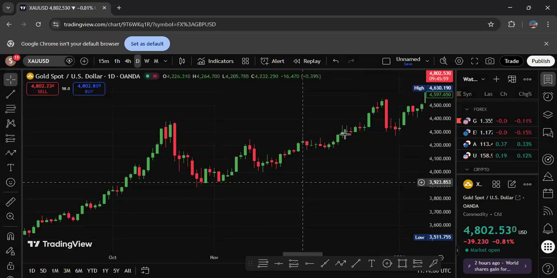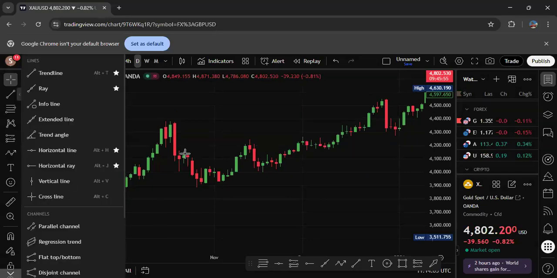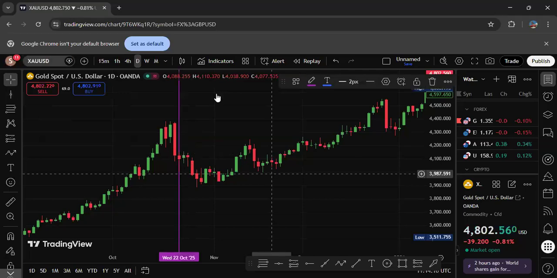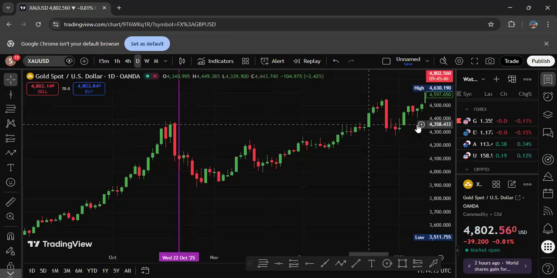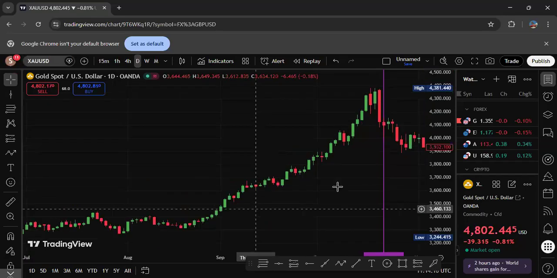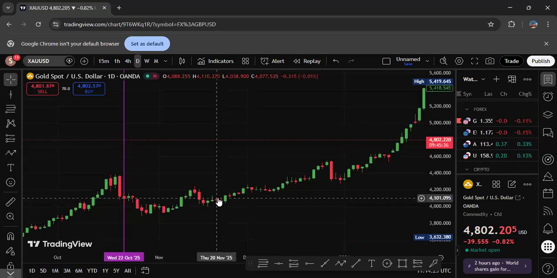Okay, so we can see. I want you to focus on this. Let me use a vertical line. Focus on this side and forget this side. This side is still an uptrend, but I just want to bring out an example here. So just focus on this side.